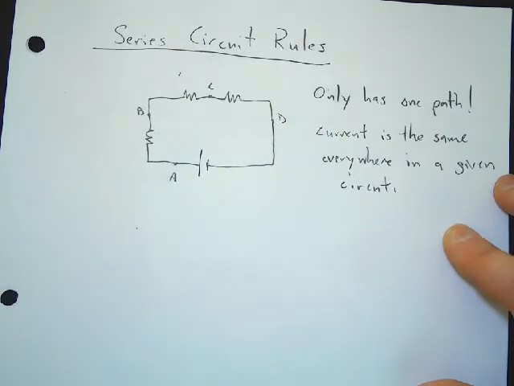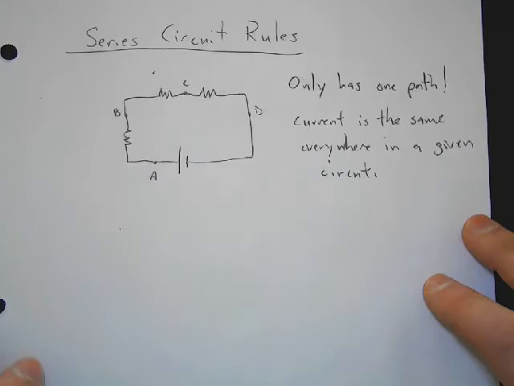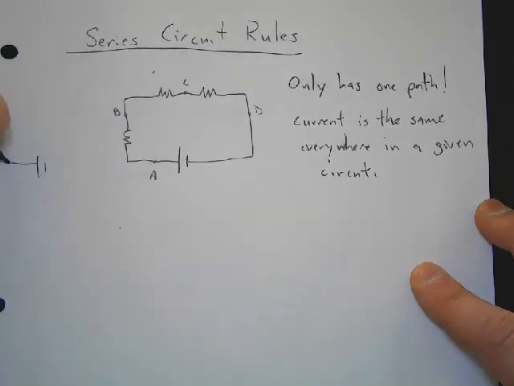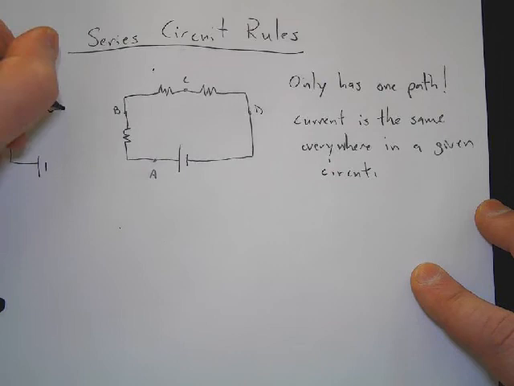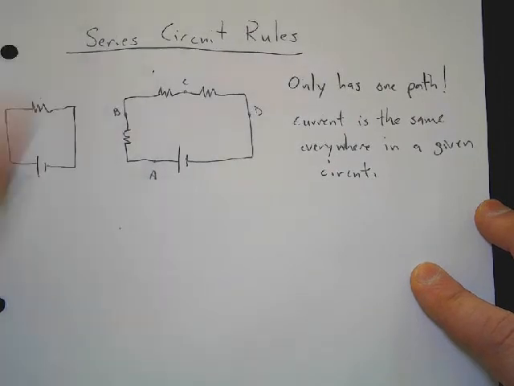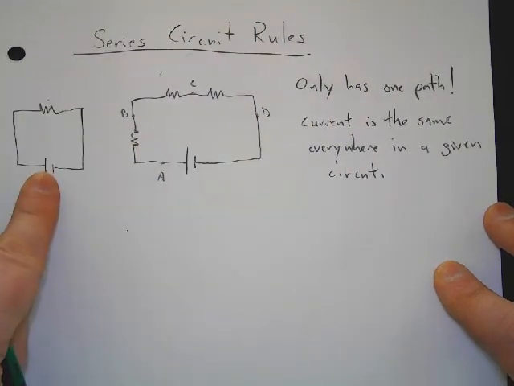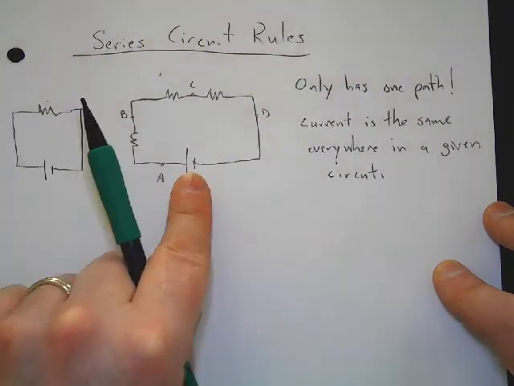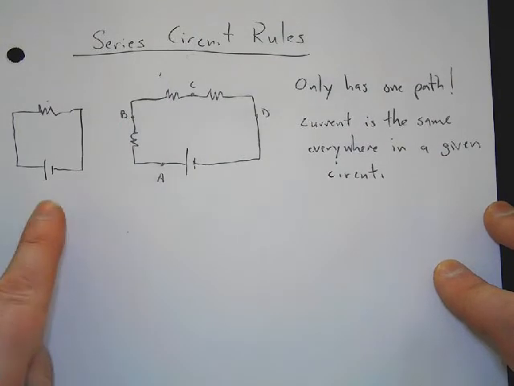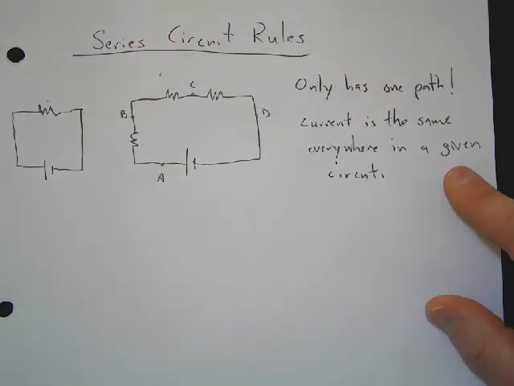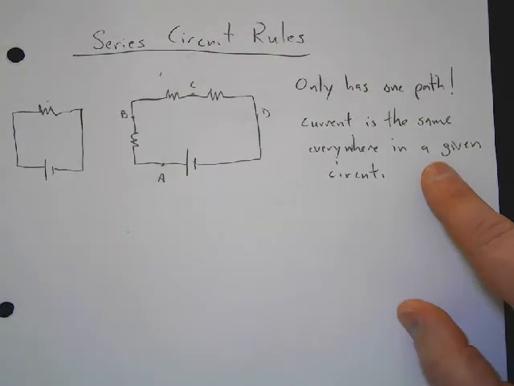Now, please be careful. If I have a circuit like this, the current everywhere in this circuit is the same. The current everywhere in this circuit is the same, but it doesn't mean that the current in this circuit and this circuit are the same. The current everywhere is the same. This is your junction rule. There is no junction, so therefore the current has to be the same.